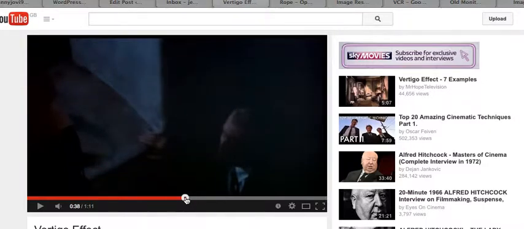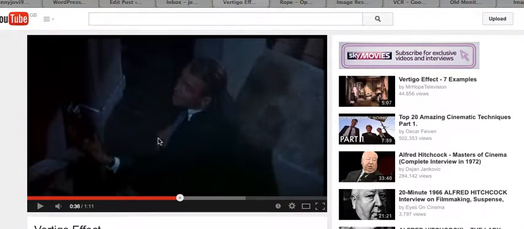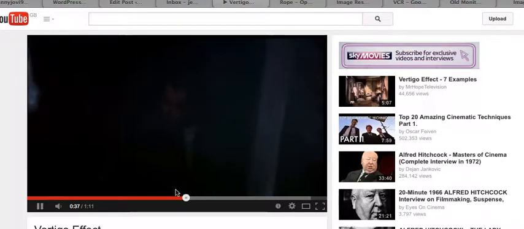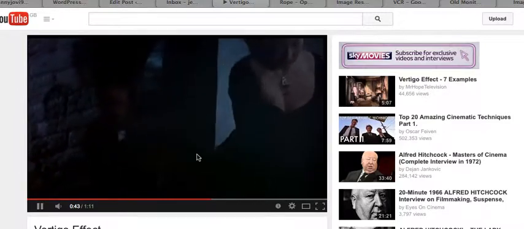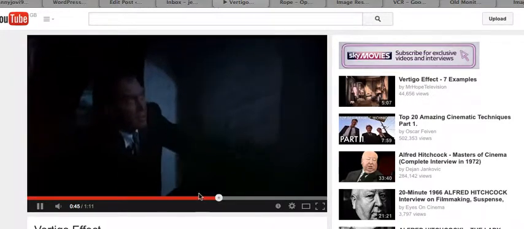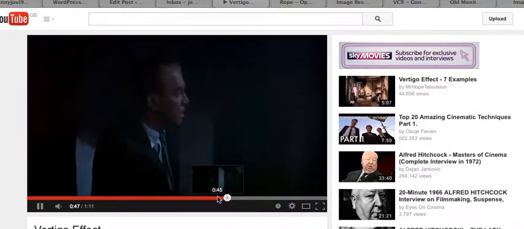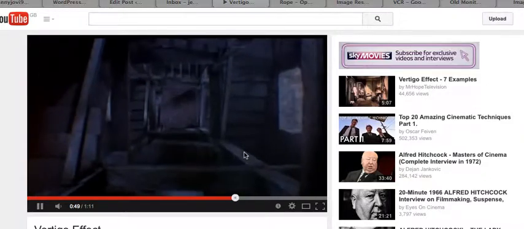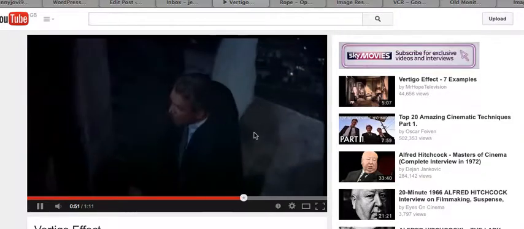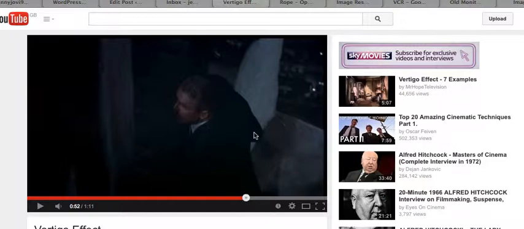As you can see in this part of the clip here. The dolly shot was used in one of Hitchcock's films, Vertigo. The dolly shot was used when a character looked down from a tall height, and the dolly shot made it look higher than it actually was.